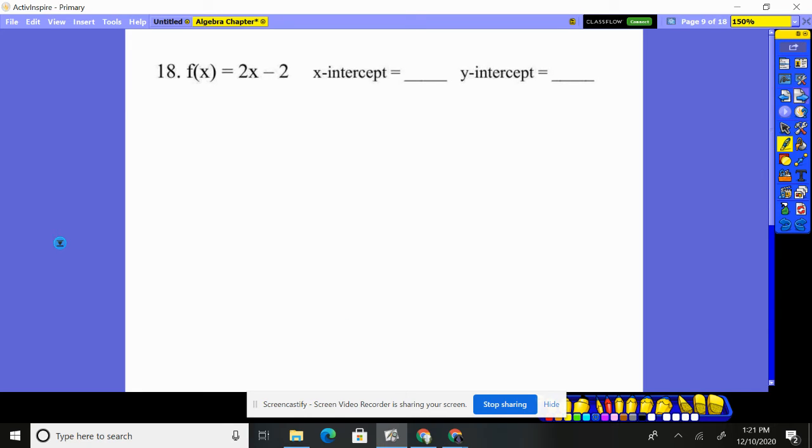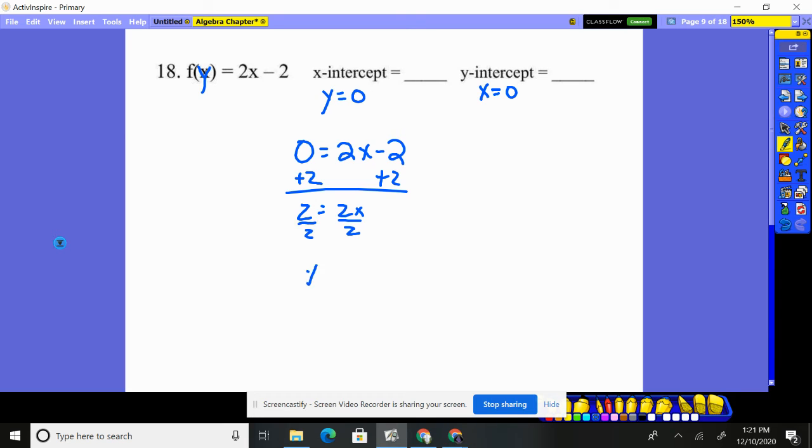For here, again, x-intercept, we're going to let the y be 0. Y-intercept, the x is going to be 0. So I just plug in, because again, this is y equals. So y is 0. So 0 is equal to 2x minus 2. I add my 2 to both sides. 2 is equal to 2x. Divide by 2. 1. So the x-intercept is x is 1.